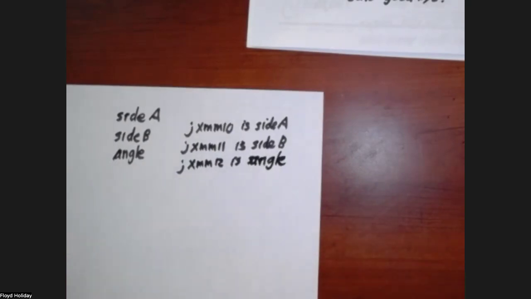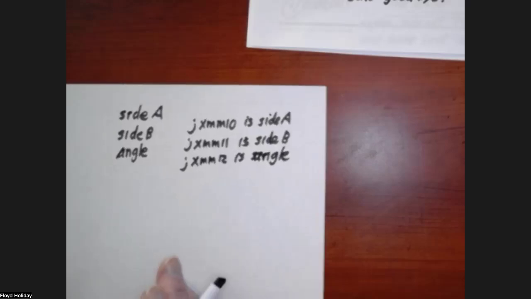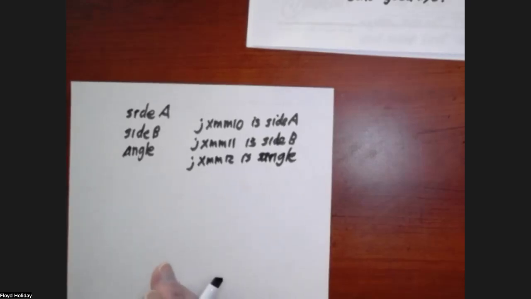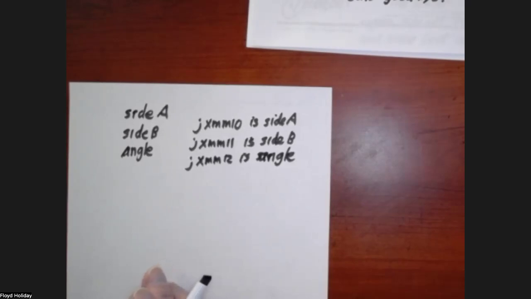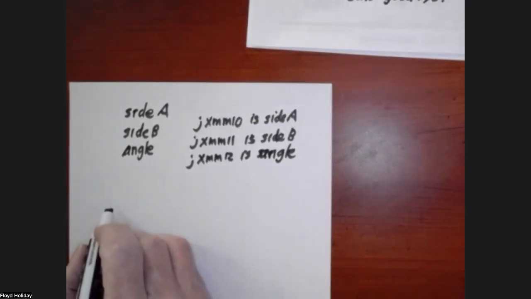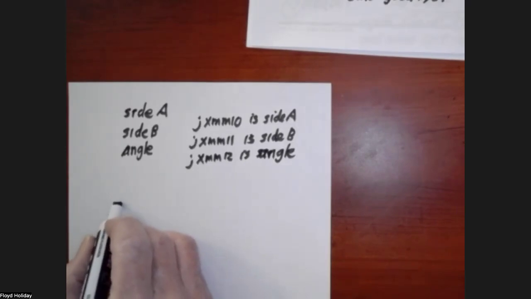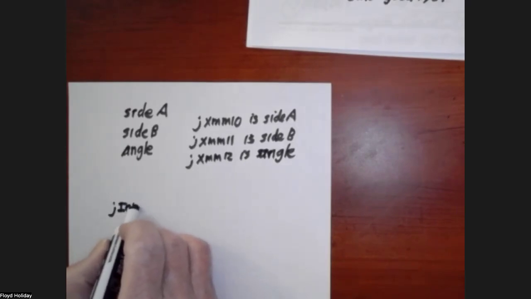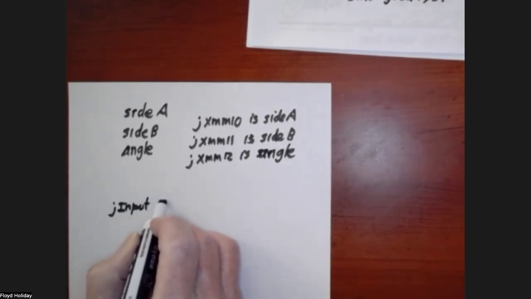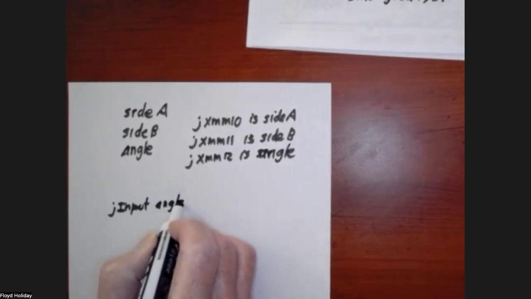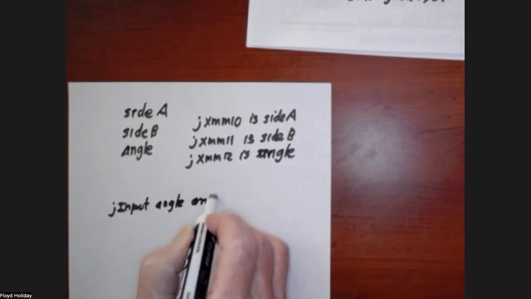Okay, so it's the job of the block of code that reads a number to finally put it in its proper destination. Let's do one. Let's do angle. So input angle. Store it.